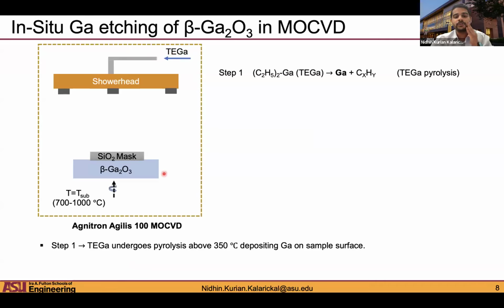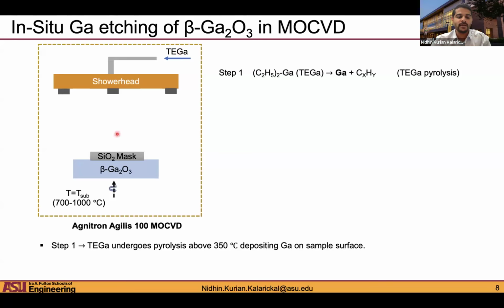So to do that, what you essentially do is you form a hard mask on gallium oxide, in this case we're using silicon dioxide, and you introduce this sample into the MOCVD reactor. So this is a schematic of the MOCVD reactor, and then you introduce triethyl gallium. Okay, and the advantage of gallium oxide is there's a suboxide reaction between gallium oxide and metallic gallium, which results in the formation of a suboxide phase of gallium oxide, which is volatile at high temperatures. Okay, so you can consider this as a two-step reaction.